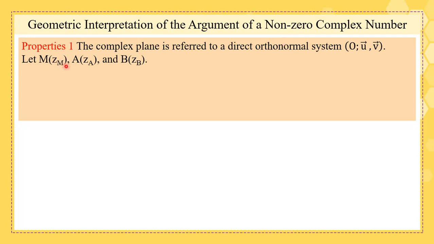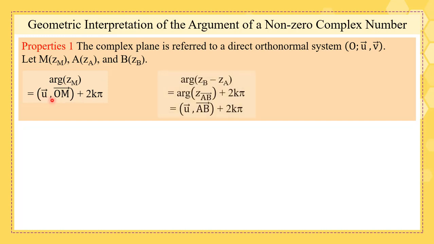M is a point with affix Zm, A is a point with affix Za, and B is a point with affix Zb. By definition, we saw that the argument of Zm is the oriented angle UOM plus 2k pi. Similarly, the argument of Zb minus Za is the argument of the affix of vector AB, which is the oriented angle between the two vectors U and AB.